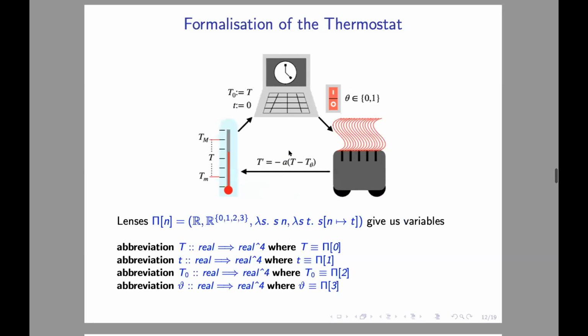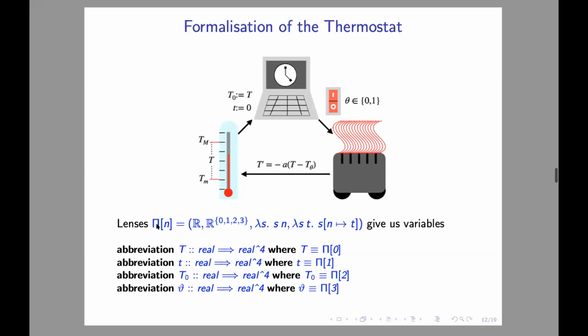Now I brought you a verification example in order to see how we do this process in applications. And for that, we need to finally settle for a store model. In this case, I decided to use the set of functions from the finite set of 4 numbers to the real numbers. The get function just applies the function to the corresponding value, and the put function just updates it, so that we get the temperature, the time, the measured temperature by the thermostat, and the variable that controls the heater. They all correspond to one of the entities of the finite set.